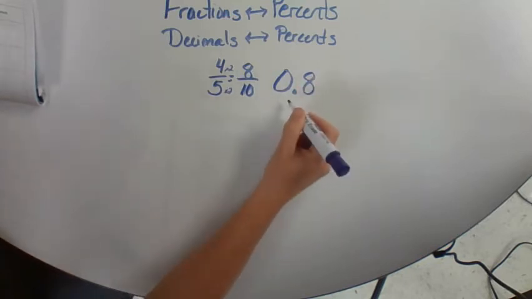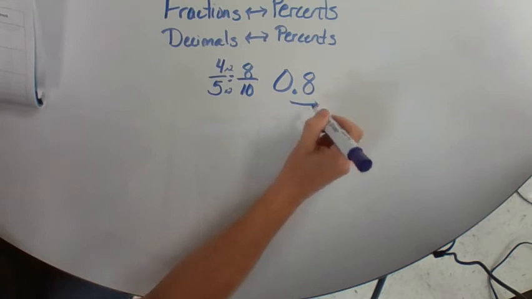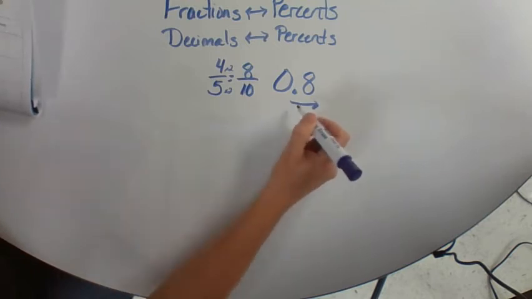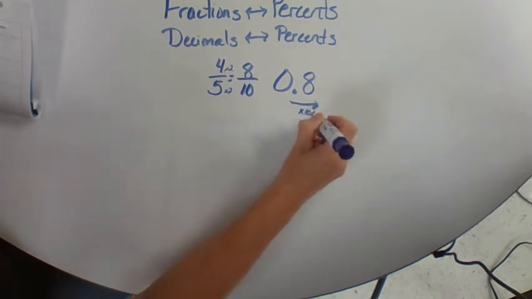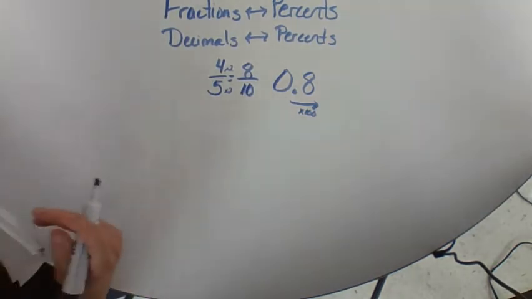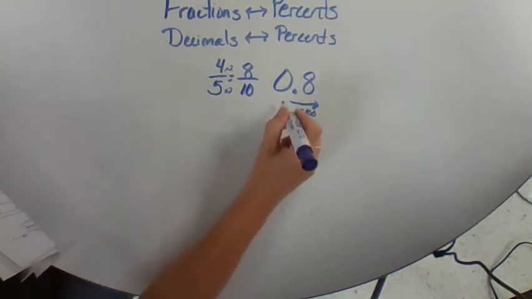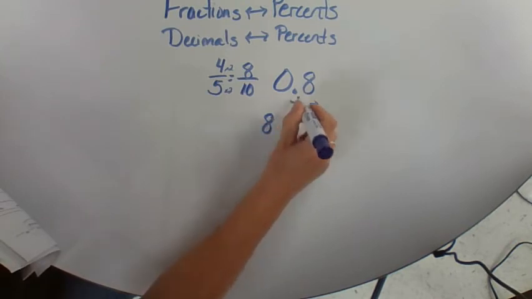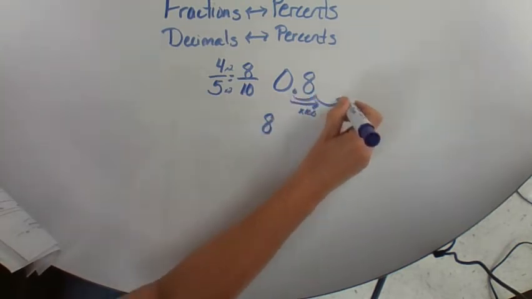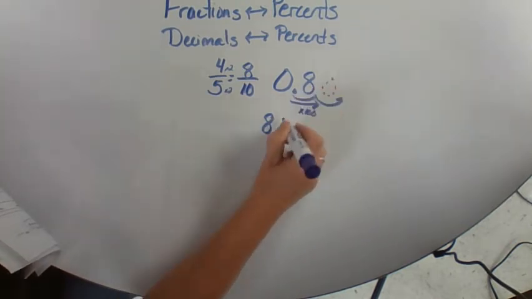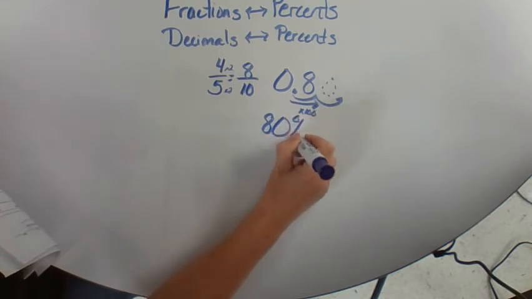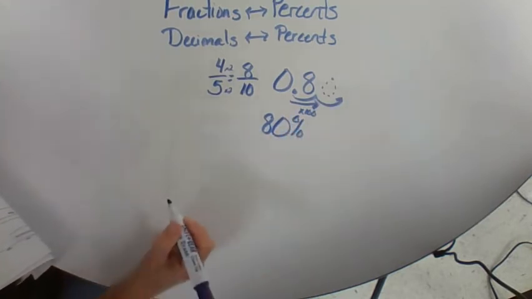Now, when we're changing a decimal to a percent, we're moving the decimal over 2 places to the right. We're multiplying by 100. You don't actually have to do the math to do this. So you're going to take that decimal and move it 1, 2 places. So we have to put a 0 as a placeholder. So our percent is 80%.